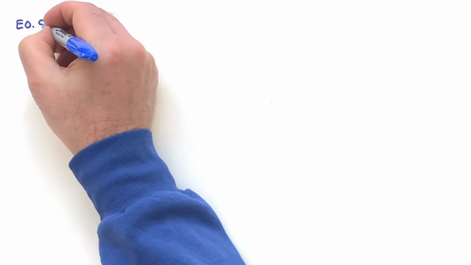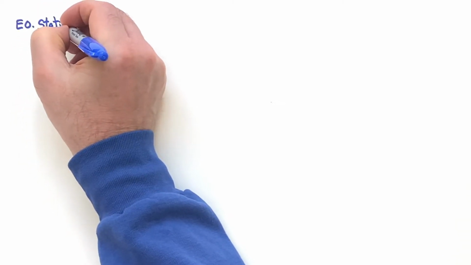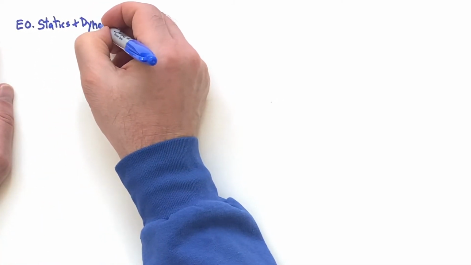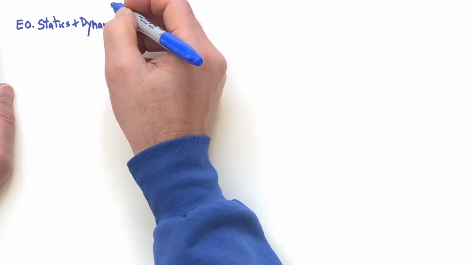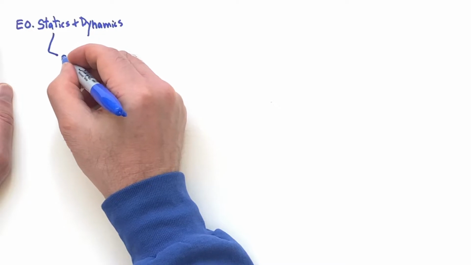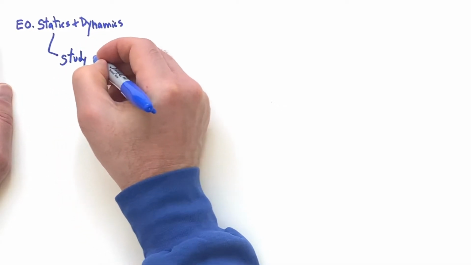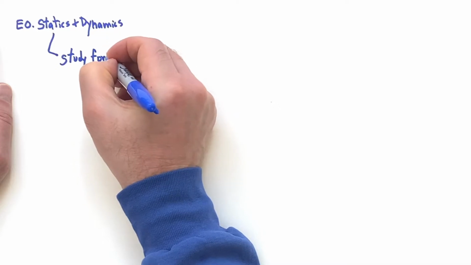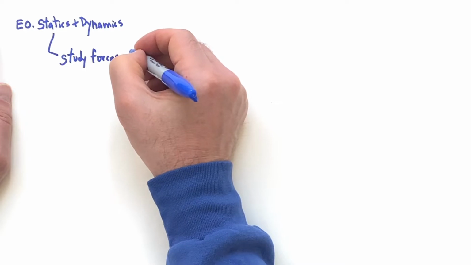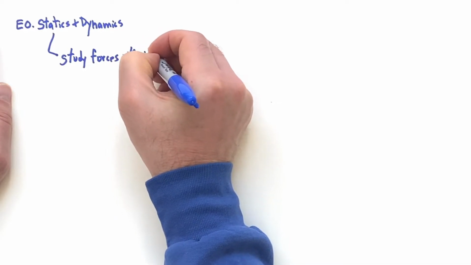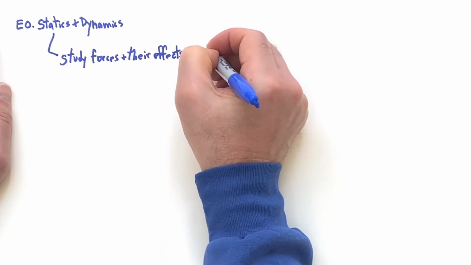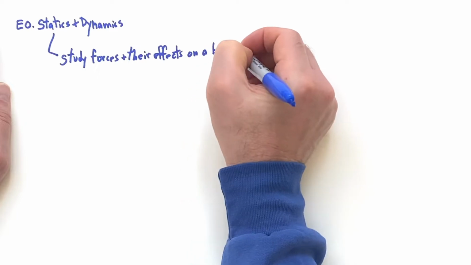So E0, statics and dynamics, just to give you a little reminder that there are two branches here. With statics, what we're doing is we study forces and their effects on a body at rest.